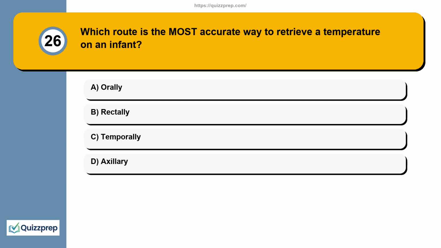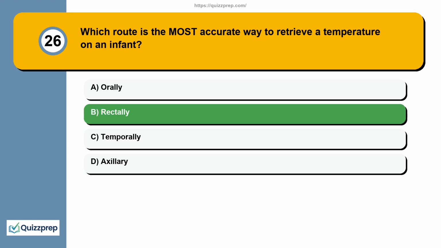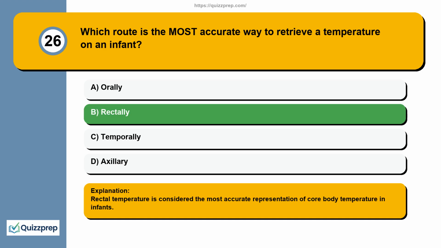Question 26. Which route is the most accurate way to retrieve a temperature on an infant? Orally, rectally, temporally, axillary. Rectal temperature is considered the most accurate representation of core body temperature in infants.